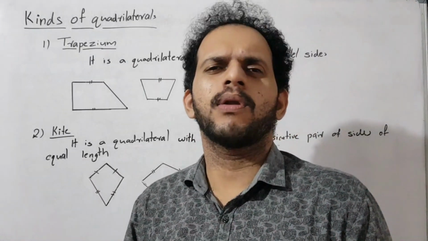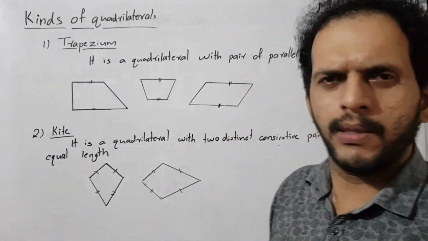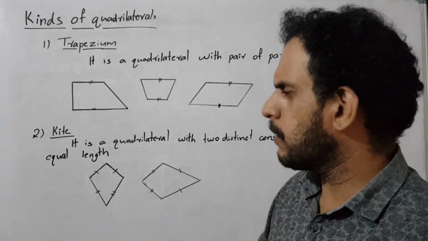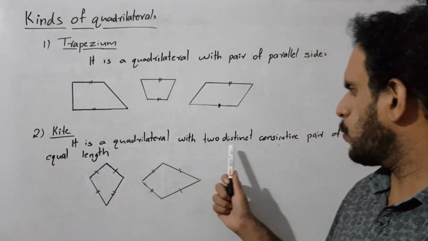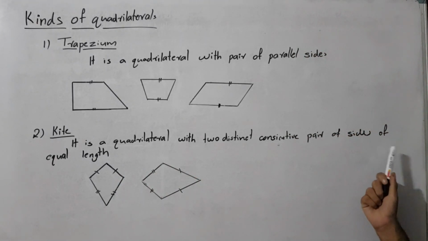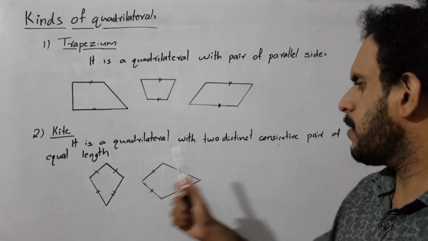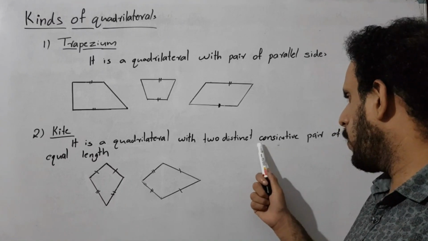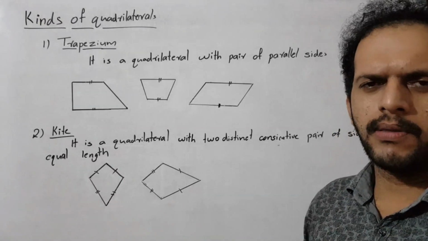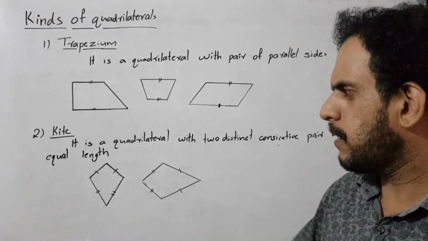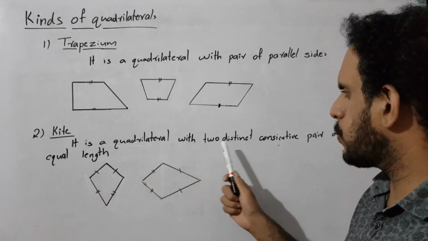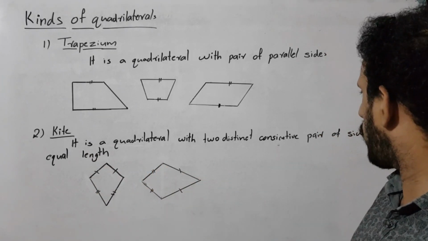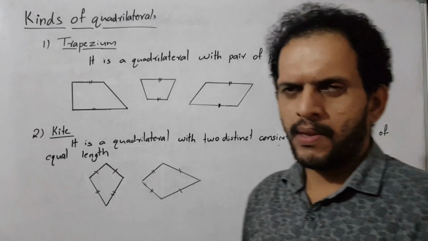Then the second one is a kite. Kite means, in Malayalam, a pattan, right? The figure that looks like that is called a kite. A kite is a quadrilateral with two distinct consecutive pairs of sides of equal length. Do we know what we mean by consecutive? Consecutive means adjacent, right?